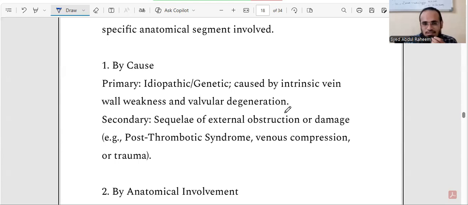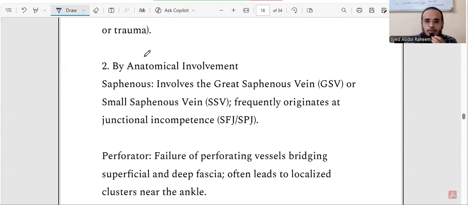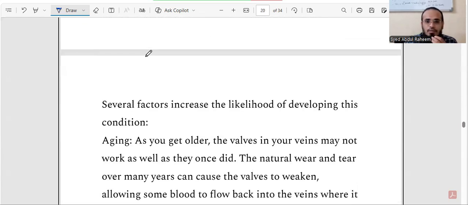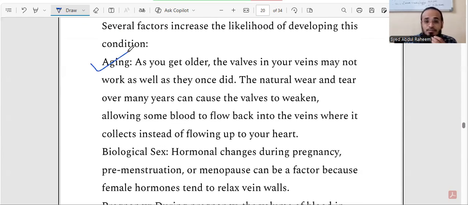So what are the reasons? Causes. First is unknown cause. There is no reason for varicose vein happening. The second cause is aging. Due to old age, the valves become weak. Like other organs become weak, the valves also become weak. So this will cause the backflow of fluid. Then gradually these things will happen.